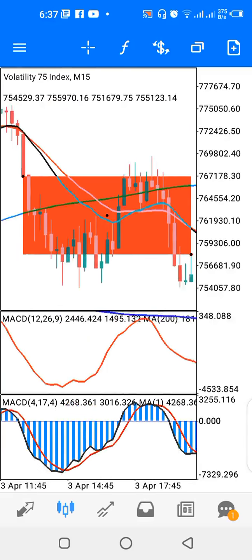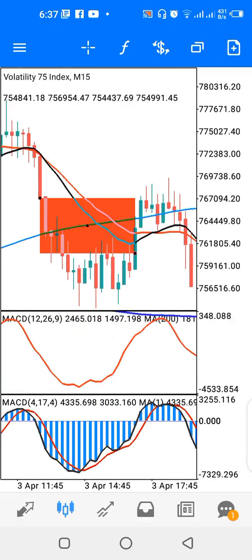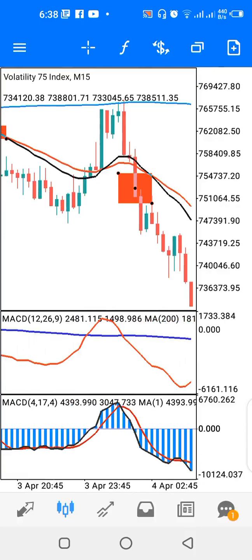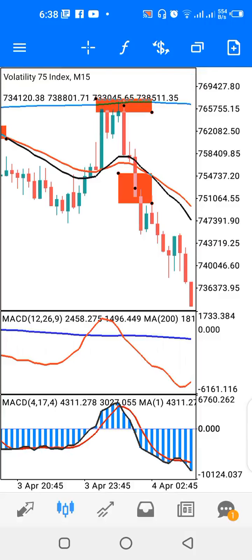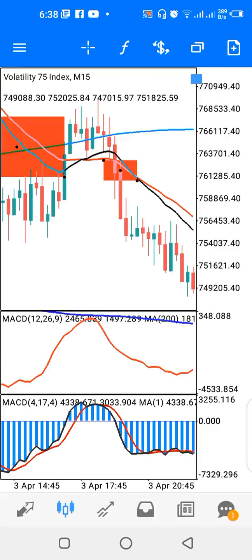Here is another example. You have the break, you have the price and moving averages crossing here. You take your sell trade at the close below the red and the black moving average. Your stop loss should evidently be above the high or the resistance.